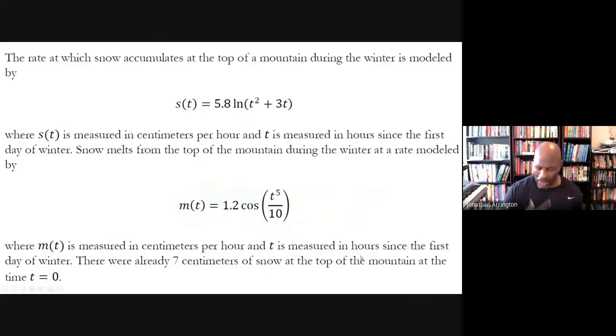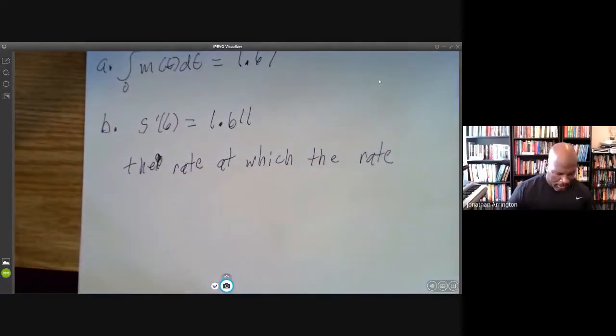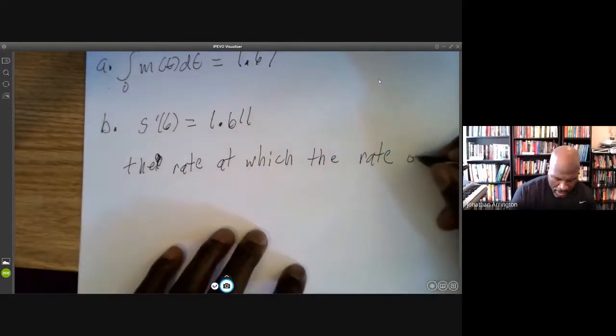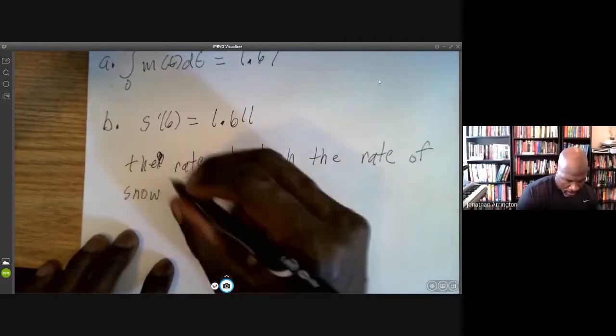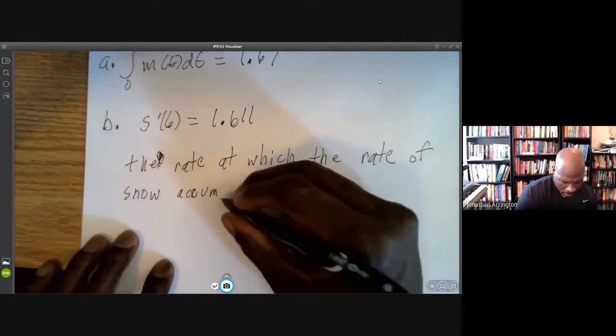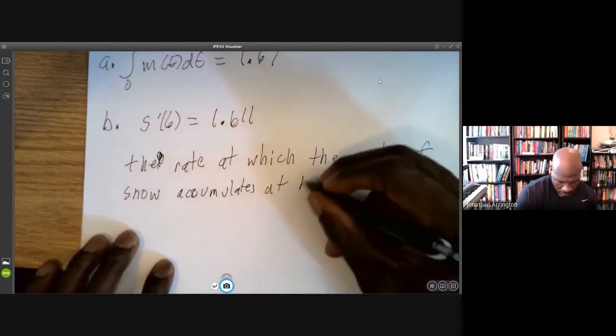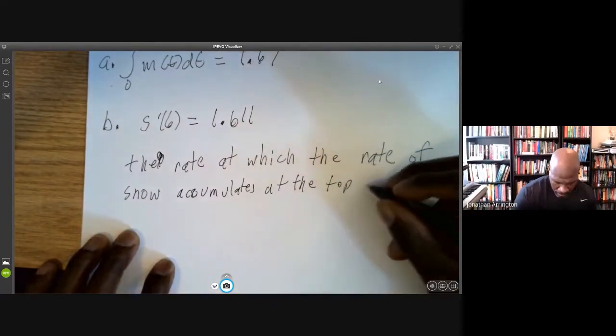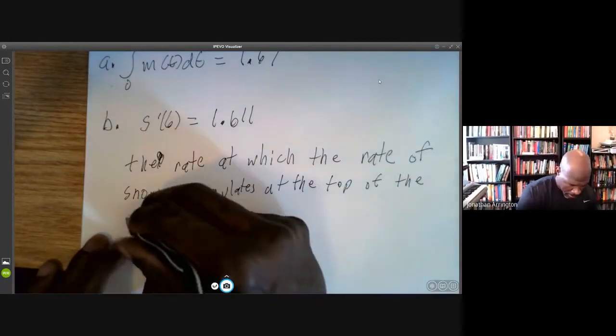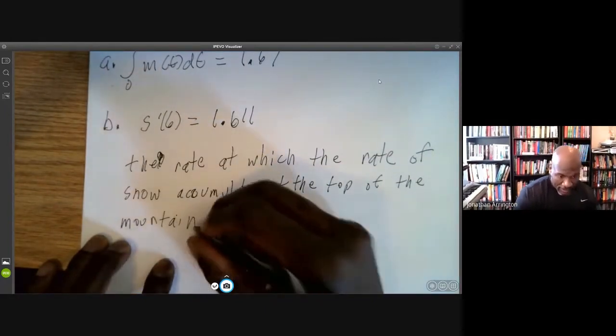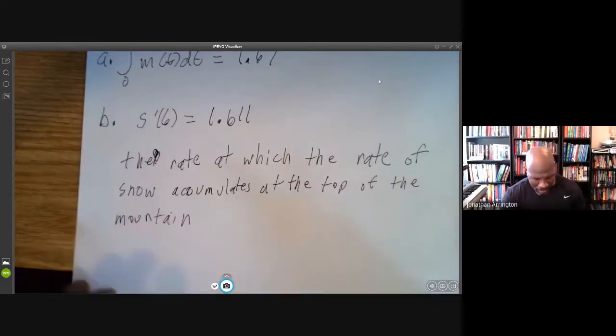If we go back to what S of t represents, it's the rate at which snow accumulates at the top of the mountain during the winter. I'm just going to say the rate at which snow accumulates at the top of the mountain. I think I can leave off during the winter and be okay. So to continue my statement, the rate at which the rate of snow accumulates at the top of the mountain. Pardon my handwriting.